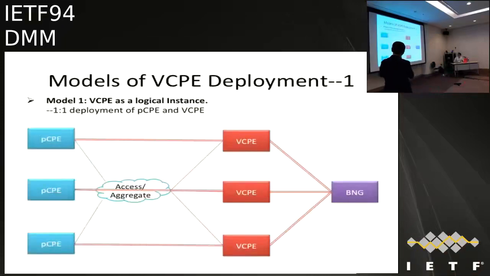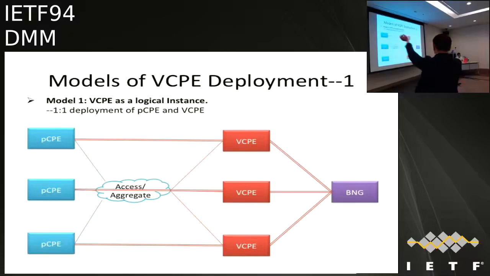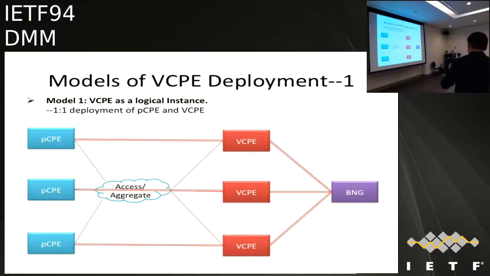So this shows how the deployment works. Option 1 is about how we can deploy the CPE. You can see there's a one-to-one mapping from the physical CPE to the virtual CPE. Then they need access and aggregation for the multiple physical CPEs, and then they bump to the network side. Next, please.